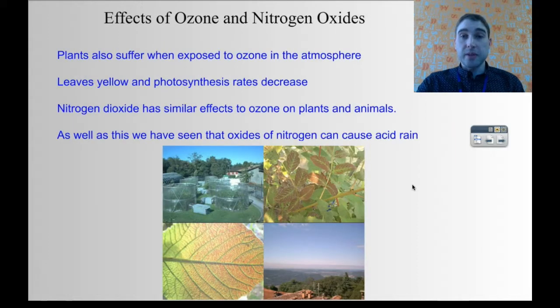Plants can also suffer when they're exposed to ozone in the atmosphere. You get yellowing of leaves, and whenever you damage leaves, you get photosynthesis rates decreasing. Nitrogen dioxide has similar effects to ozone on plants and animals. We've also seen that oxides of nitrogen can cause acid rain, so they react with water in the atmosphere to produce nitrous and nitric acid.